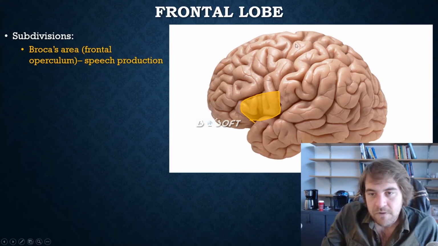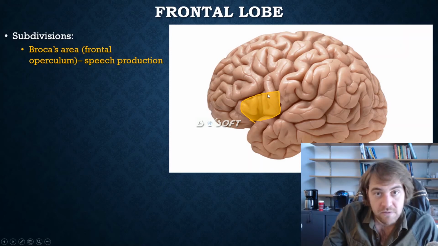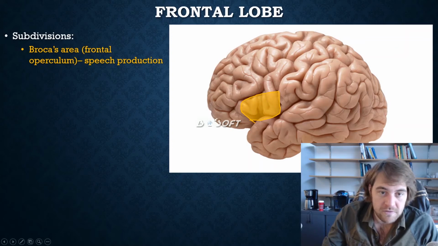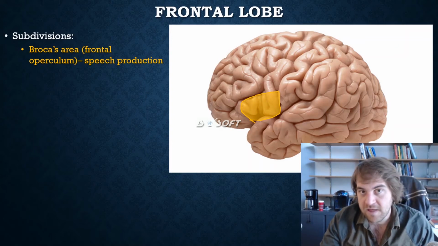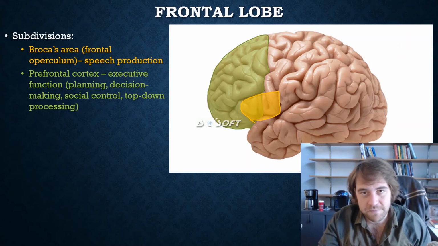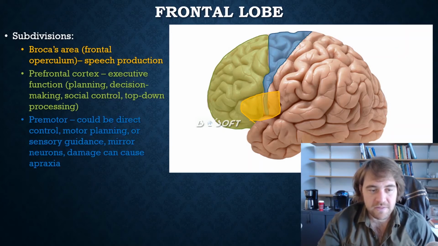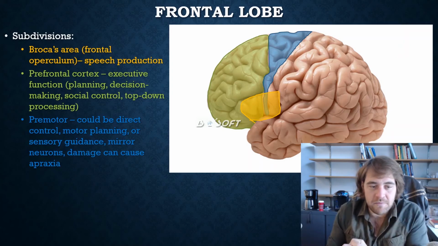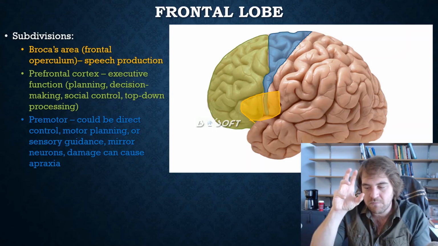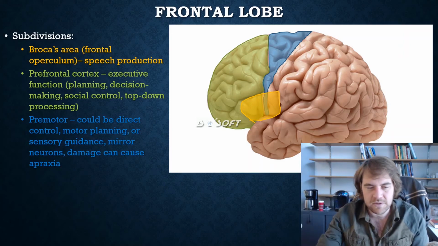You can see the motor strip is about right here, and so the bottom portion, which roughly aligns with where the mouth would be in the somatotopic map, is here within Broca's area. So it's heavily involved in speech production and different aspects of speech production. Here's the prefrontal cortex. This is usually where executive functioning happens, all these other things that are on here. Then we've got the premotor cortex. This is usually like planning motor movements, incorporating sensory guidance. So if you're moving towards something, you're kind of using visual information to guide your hand towards something. So that would be premotor.